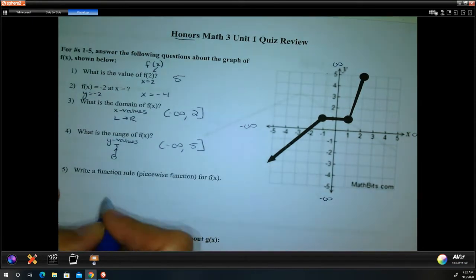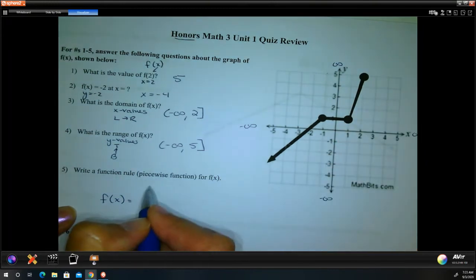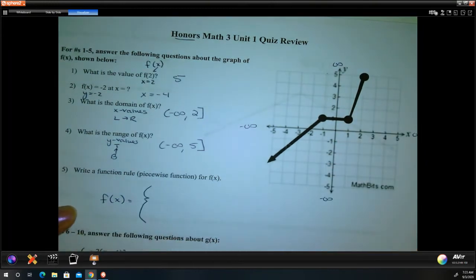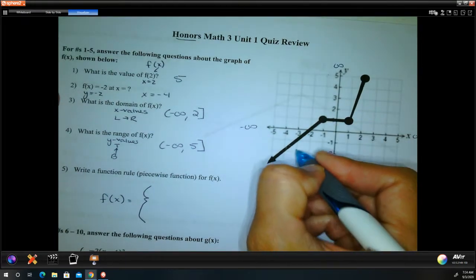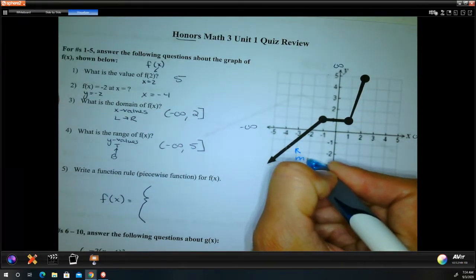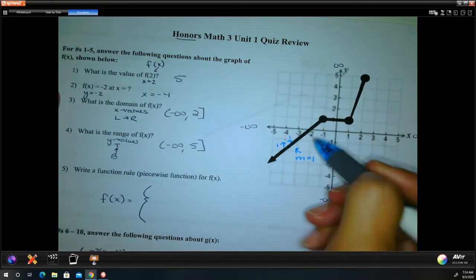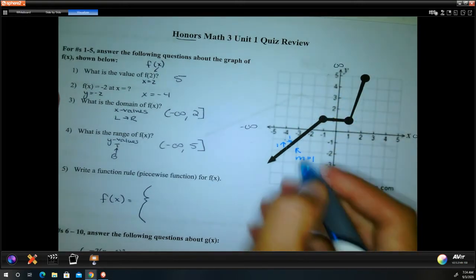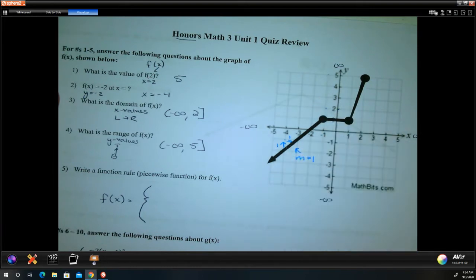Write the function rule. So this is a piecewise function because I can see pieces of a different function. This piecewise function has 3 lines. So this first line is linear. So my m, if I count, is up 1 over 1, rise 1, run 1 would make my slope 1. I can't see my y-intercept, so you could extend it to see that your y-intercept is 5.